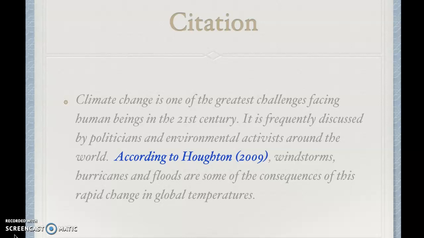Windstorms, hurricanes, and floods are some of the consequences of this rapid change in global temperatures. So this is the same citation in a different format. The previous citation was called a parenthetical citation. This citation is called an in-text citation because the author's name is embedded in my sentence and within the text that I'm writing.